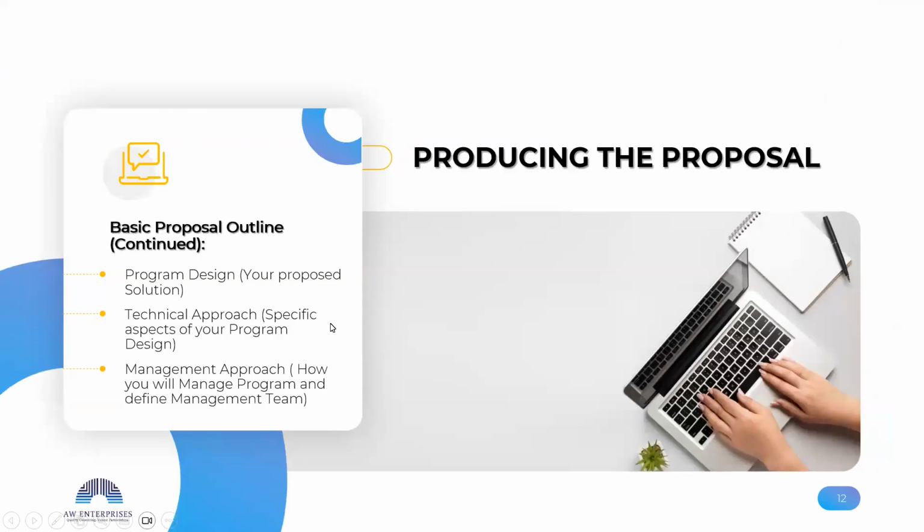Continuing with producing the proposal. After you've done the executive summary and your introduction, you're going to start working on your program design, and this is your proposed solution. Again, you've already discussed with your team what your pros and cons are, and hopefully you have more pros, and your niche, the unique solution you're going to be providing to this particular government agency, and you're on the road.